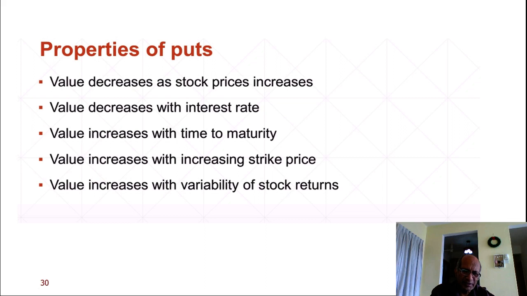Value increases with increasing strike price, of course. When the strike price increases, we are getting nearer and nearer to the chances of exercising. Value increases with variability of the stock returns. This is the same for all, whether call or put. It is the same.